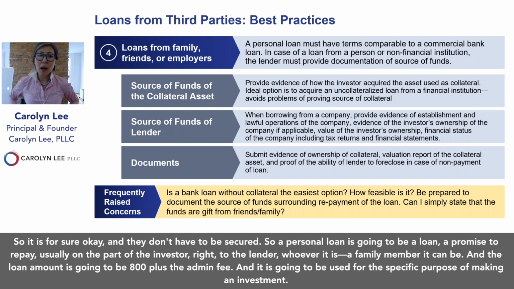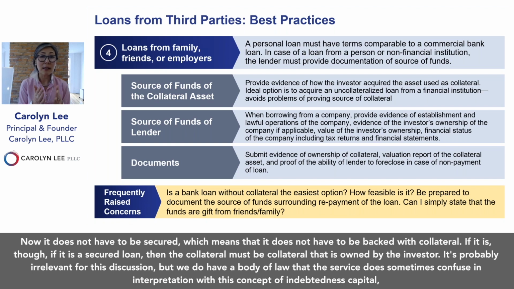So a personal loan is going to be a loan, a promise to repay, usually on the part of the investor, to the lender, whoever it is, a family member it can be, and the loan amount is going to be $800 plus the admin fee, and it is going to be used for the specific purpose of making an investment. Now, it does not have to be secured, which means that it does not have to be backed with collateral. If it is a secured loan, though, then the collateral must be collateral that is owned by the investor.